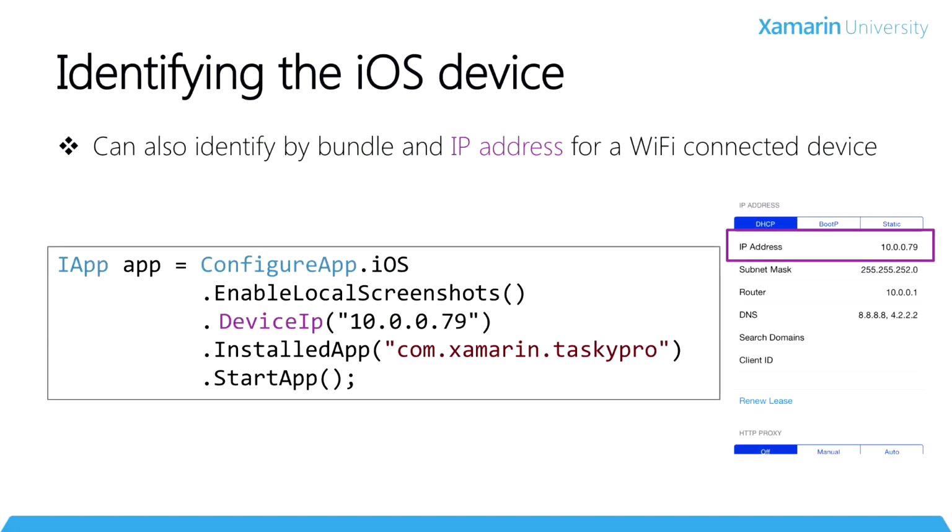Both approaches work, but the device identifier approach, where the device is physically plugged into the machine, tends to be a bit more reliable, so you should prefer that when you can.